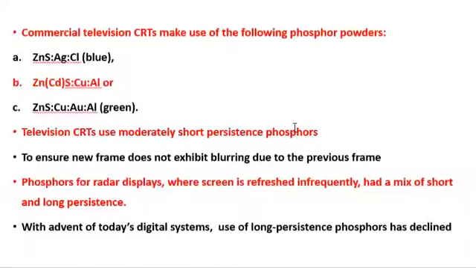The first one is zinc sulfide plus silver plus chlorine, and this powder will give you a blue color. And the other one is zinc, cadmium, sulfur. Then we have copper and aluminium, or zinc sulfide, copper, gold, and aluminium, and this is for the green color.